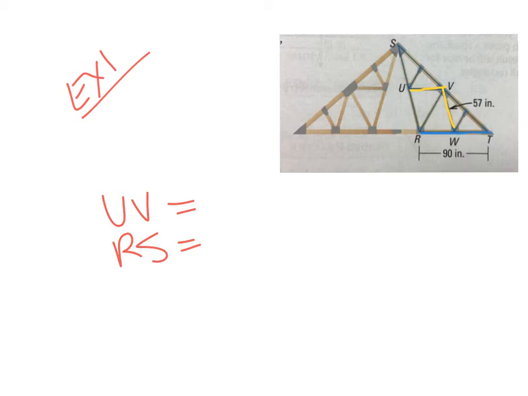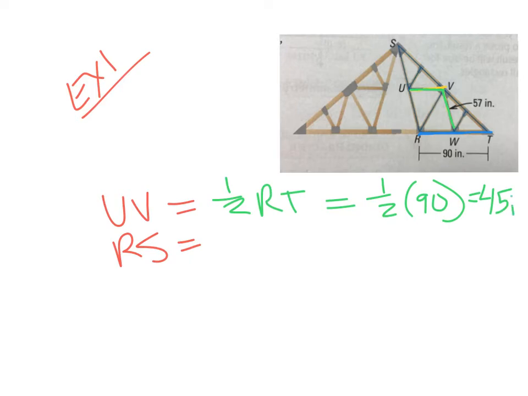VW. We have RT, right? Oh, we do have VW as well. Well, RT, why is that one important? Yes, because RT would be double the size of UV, right? So I could say UV equals 1/2 of RT, which is the same as saying 1/2 times 90. And what's 1/2 of 90? 45. So UV is 45 inches.